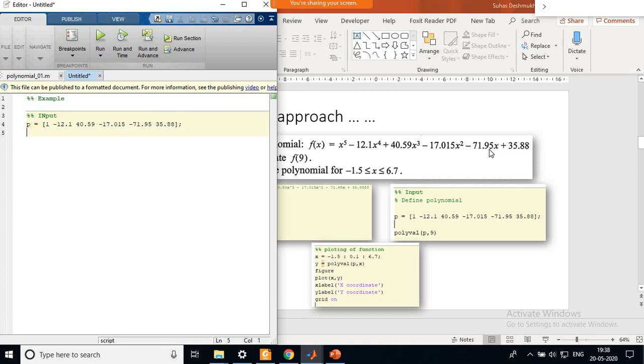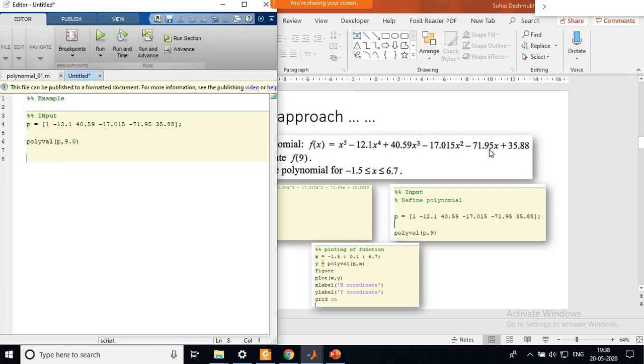Then after defining the polynomial, you want to determine polyval. First of all, you need to provide p as an input. Here it shows a help for you. So what is the value at which you want to determine it? 9. Now it will determine the value at 9.